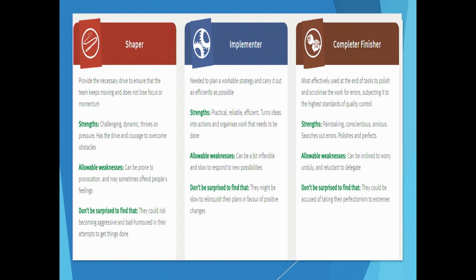Okay, we're on to our final three. The next one we have here is our shaper. Now, I am absolutely sure that if you've worked on a site, you have come across this person in the past. They provide the necessary drive to ensure that the team keeps moving and does not lose focus or momentum. Their strengths are that they're challenging, dynamic, they thrive on pressure, and have the drive and courage to overcome obstacles. Okay, I want you to think about this one. Their weakness, they can be prone to provocation and may sometimes offend people's feelings.